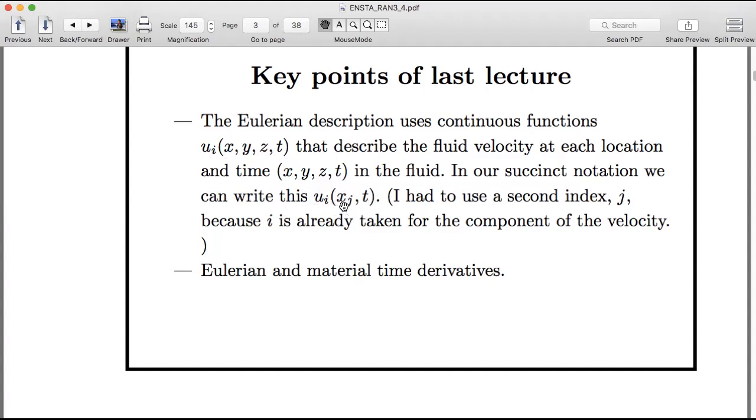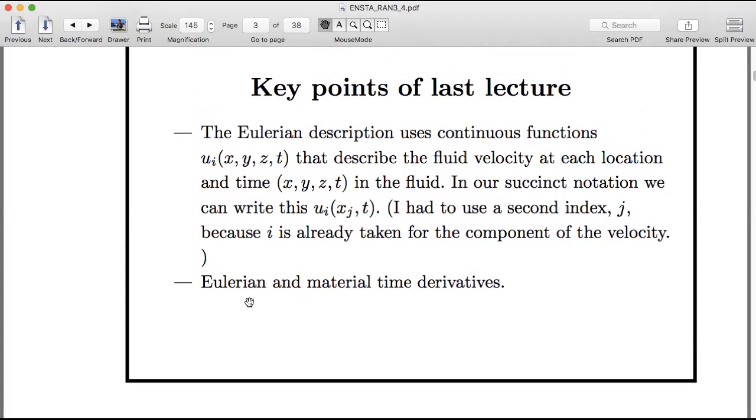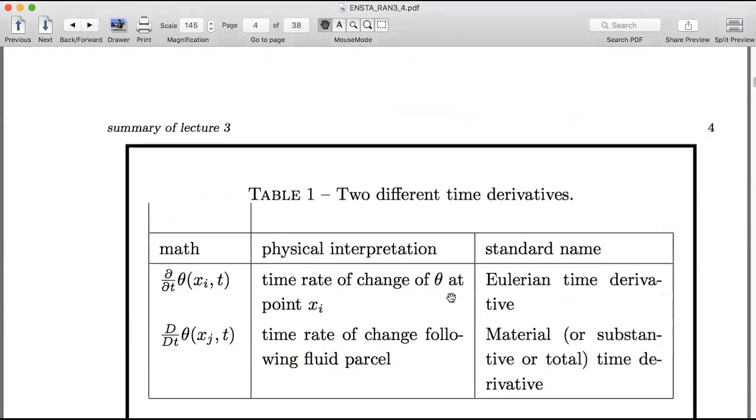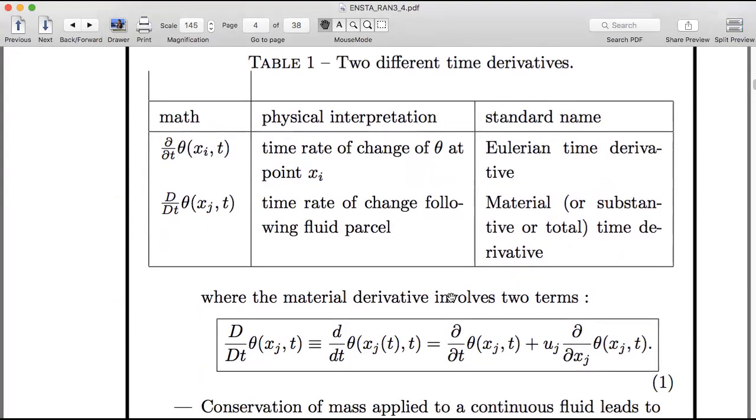And so using this index notation or tensor notation, I could write that in this succinct way, being careful to use a different index for i and j here, because otherwise it would look like I'm insisting that it had to be the same component here, which wouldn't really make sense. We went into the material and Eulerian time derivatives, which was a little complicated, but it's really quite fundamental to understand those differences.